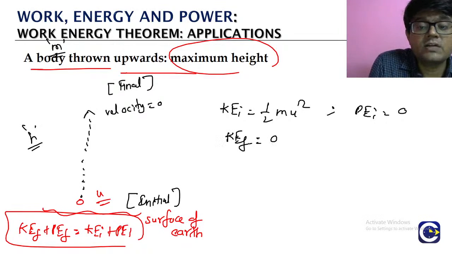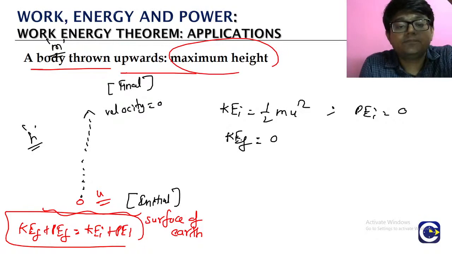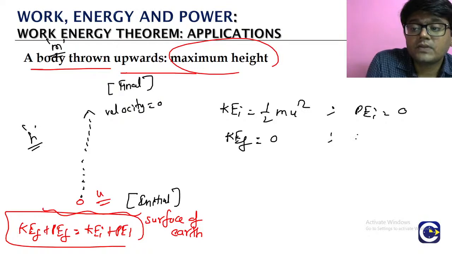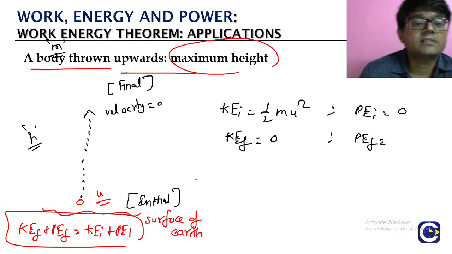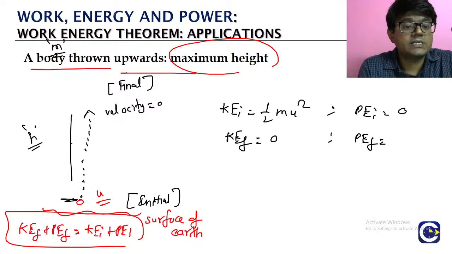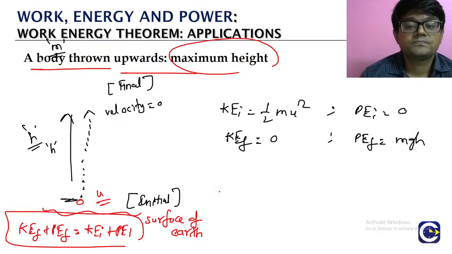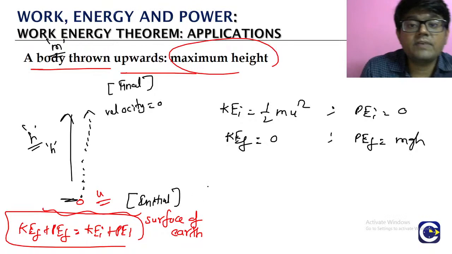Final kinetic energy எவ்வளோ? 0. Why? Because at the maximum height அதோட velocity becomes 0. So kinetic energy எவ்வளோ? 0 தானா? Potential energy எவ்வளோ final stateல? It is at a height h above the surface of the earth. So potential energy எவ்வளோ வரும்? mgh. Apply that conservation of mechanical energy principle.